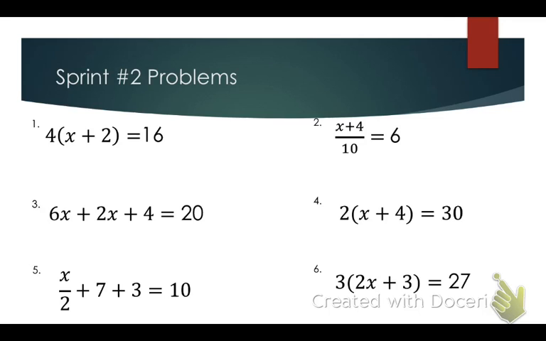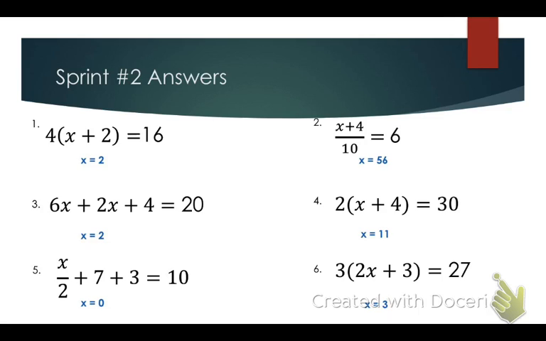Okay, time is up. Here are your answers. Number 1, x equals 2. Number 2, x equals 56. Number 3, x equals 2. Number 4, x equals 11. Number 5, x equals 0. This is a tough one. Number 6, x equals 3.